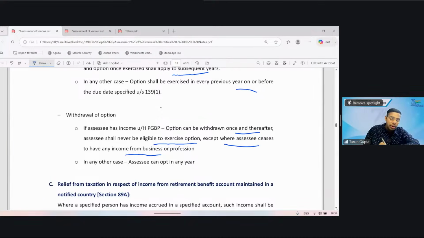In any other case, if you don't have income under PGBP, then it's your choice. Every year you can pick and choose. The assessee can opt in any year.